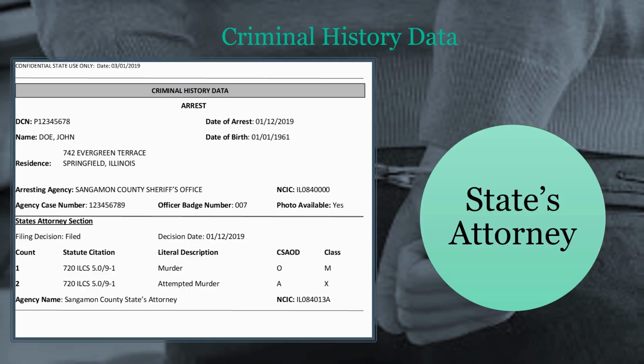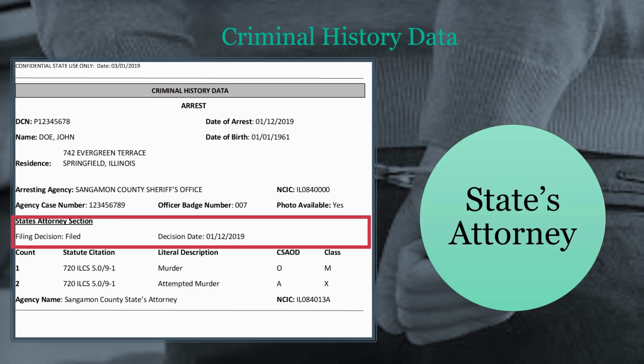First, note that you will not always see a state's attorney section posted on the rap sheet. The state's attorney filing decision will only appear on the rap sheet if it was reported to the Illinois State Police. The first field you should note is the filing decision. This field represents the action taken by the state's attorney for each charge. In this case, the state's attorney filed the case.